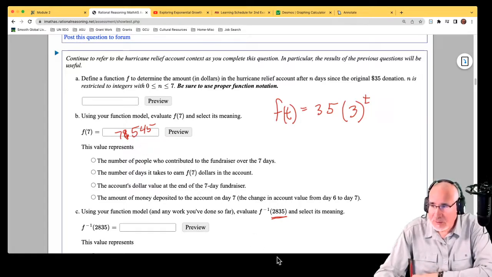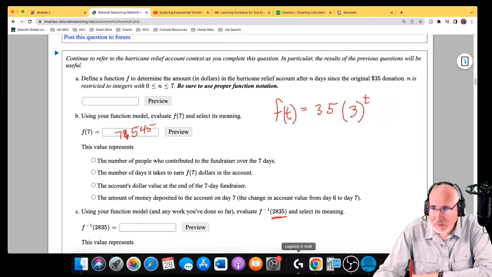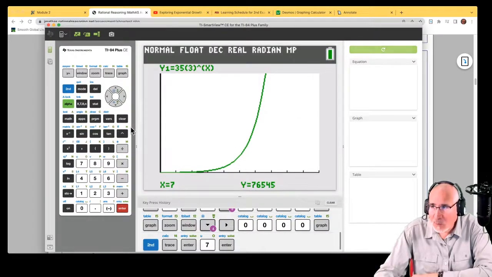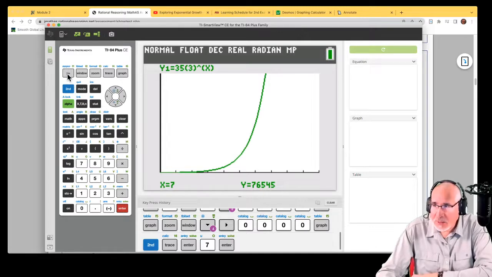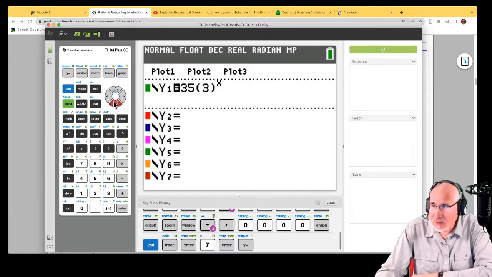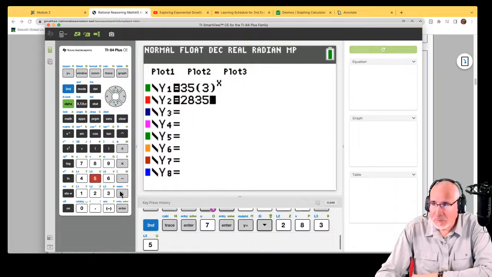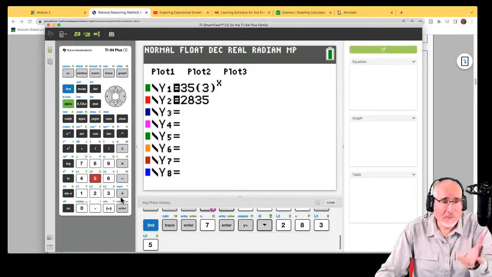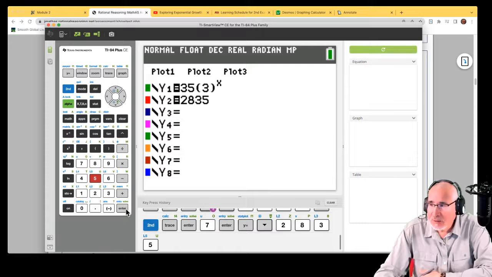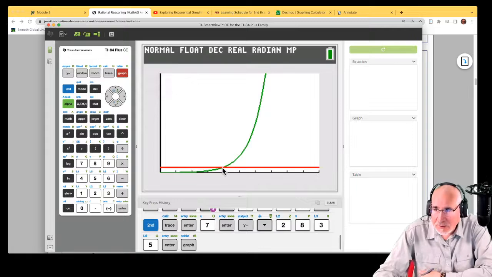So let's go ahead and take a look. We can do the same thing, realizing that this 2835 is a y value. So the way we approach that is we enter another function, y equals 2835. And what that's going to give us is a horizontal line, and where it intersects our graph, that's going to be our answer. Enter that. It's going to be in red. We're going to graph it. It's way down here. And then we just need to find this intersection.